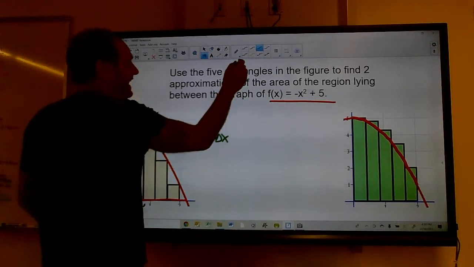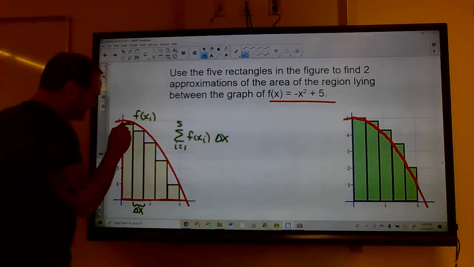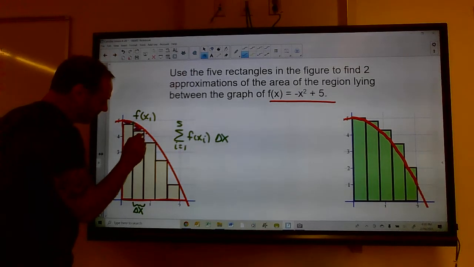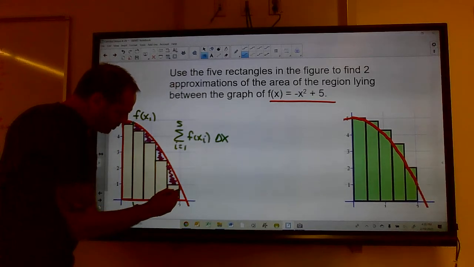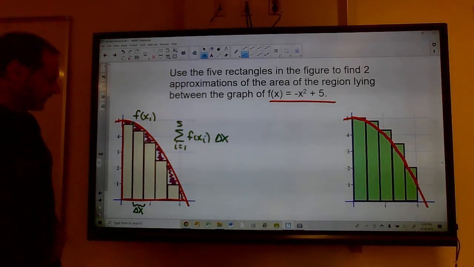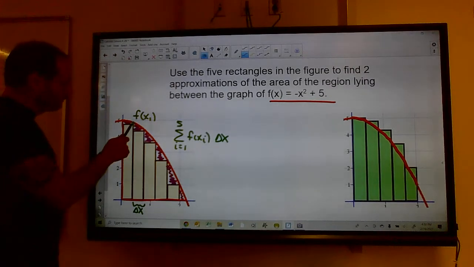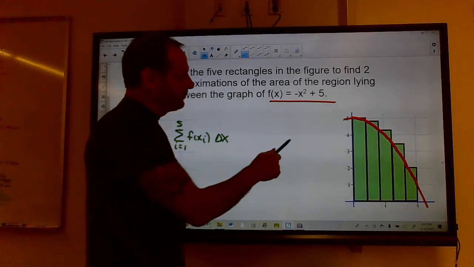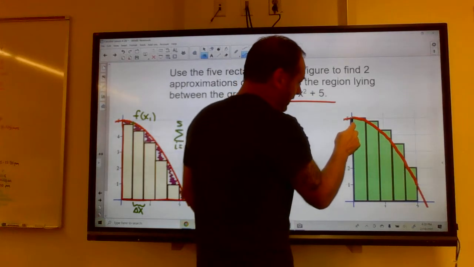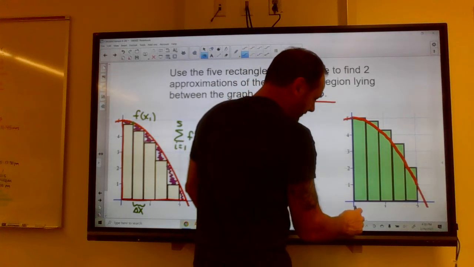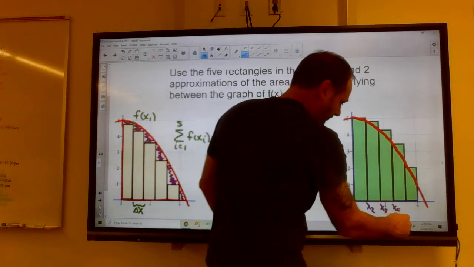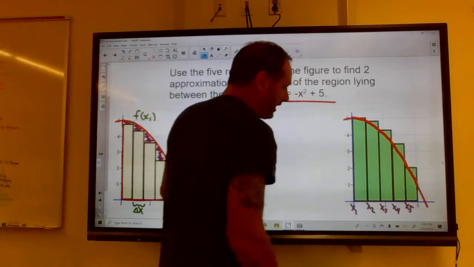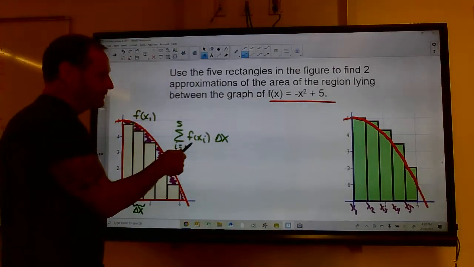Now this has an error, because this stuff right here is not included in that, and so we're actually short some of the area that we need. So what we can do is on this one we use the right corner. We could do the left corner on this side here and use this. So this is now x sub 1, this is x sub 2, x sub 3, x sub 4, x sub 5. And we can do the same thing as this.